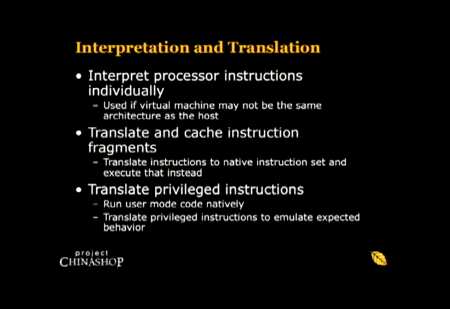So the next approach is to do what's called binary translation. What binary translation does is break the entire execution stream into basic blocks. A basic block is a sequence of instructions that have no jumps or transfers of control in them. It builds a control flow graph out of these basic blocks, translates them individually, and caches basically the most used ones.